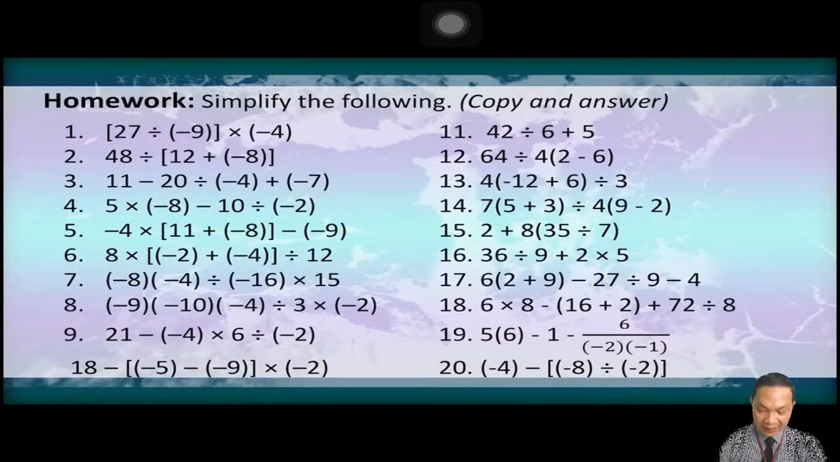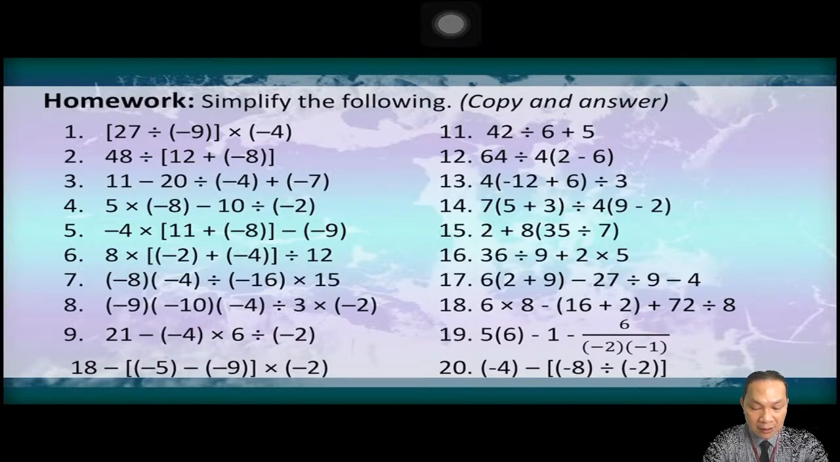All right. For number 19, multiply first 5 and 6, minus 1, minus 6 divided by, you have to multiply -2 and -1, which is 2. So you have 30 minus 1 minus 6 divided by 2 is 3. So you have 30 minus 1 minus 3. Okay, number 19 I will write.